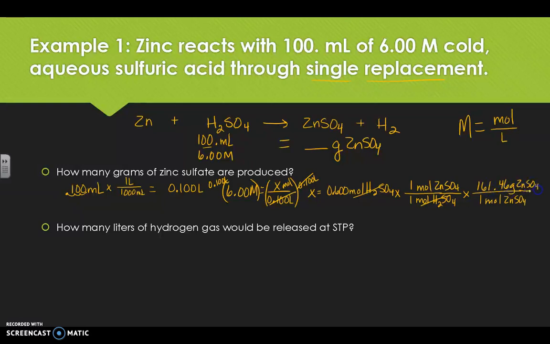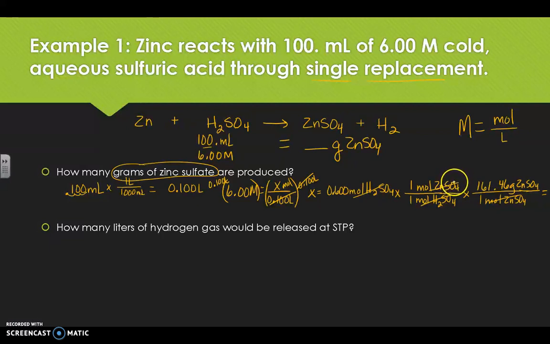If you want to next time, pause it, and then you can do the math on your own and check your answer. Okay, so now moles of zinc sulfate cancel, and we're left with grams of zinc sulfate. And look, that's what we want. Okay, so now all we have to do is the math. So 0.600 times 1 divided by 1 times 161.46.